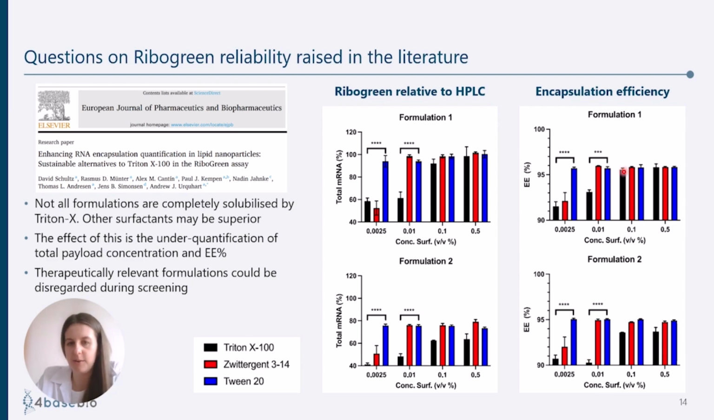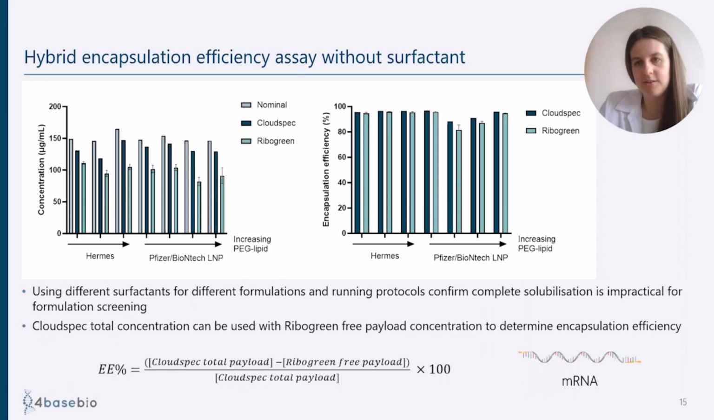So, in this case, we're looking at about 96% for formulation 1, and even though it has a lower total mRNA concentration, formulation 2 is still showing an encapsulation efficiency of about 94-95%. So it really only makes a difference of 1 or 2% in terms of encapsulation. So I think for encapsulation, really the most important measurement is that free payload concentration compared to the total payload concentration. But what we've started to do now for our encapsulation is a bit of a hybrid assay to kind of solve this issue with the complete solubilization.